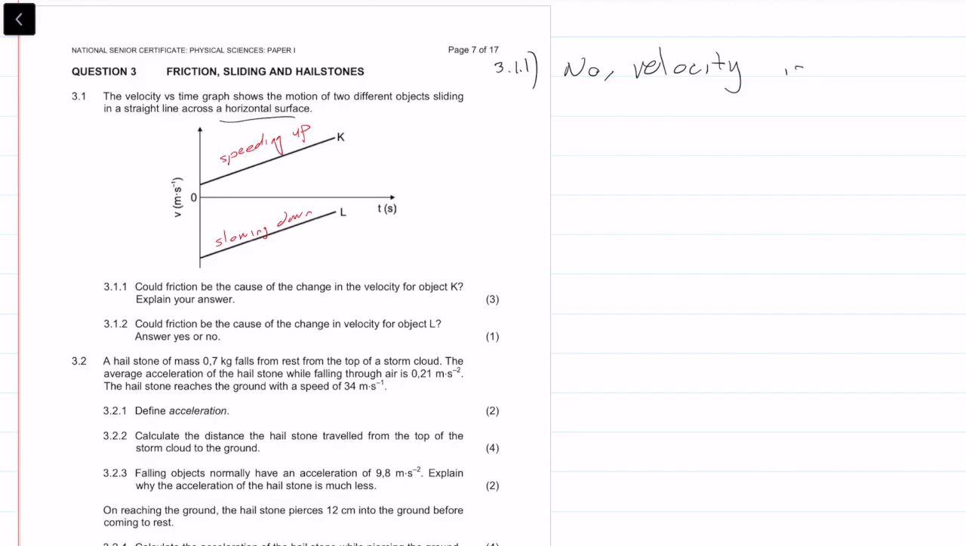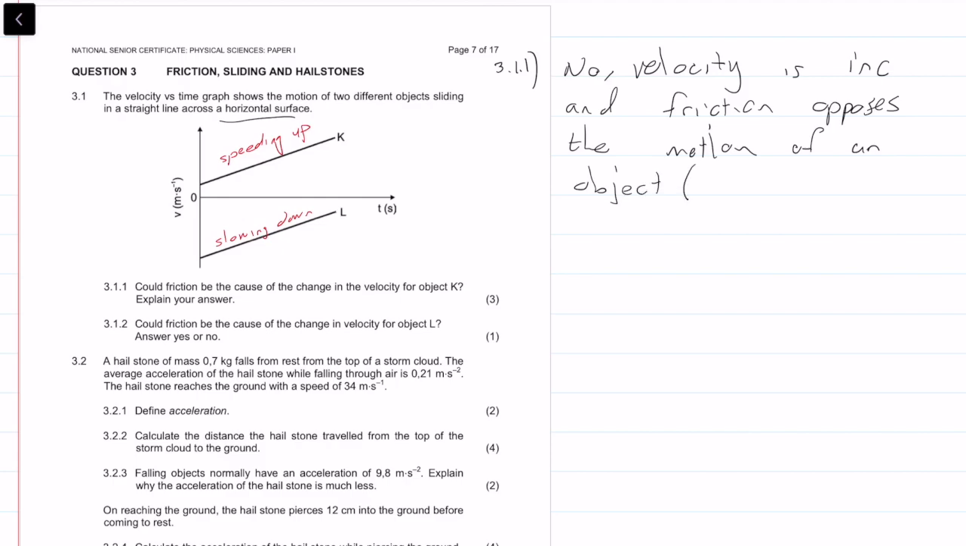Velocity is increasing, and friction opposes the motion of an object, or we can even say that friction would try to slow down the object. Whereas for k, the velocity is increasing, it is speeding up, so it cannot be due to friction. And we get 3 marks for that.